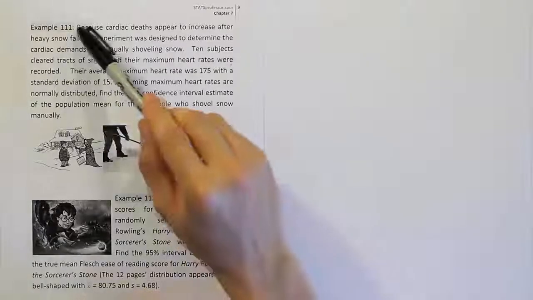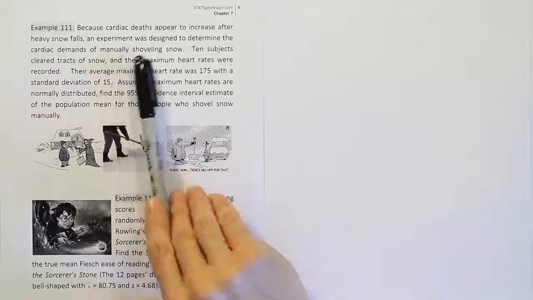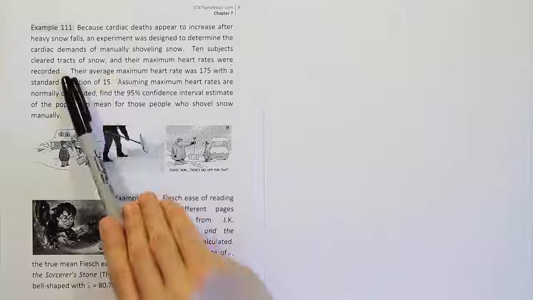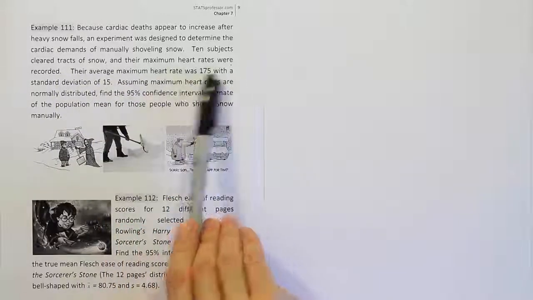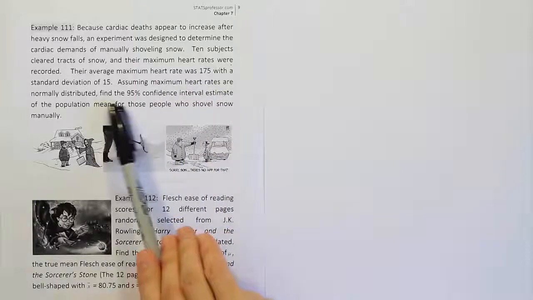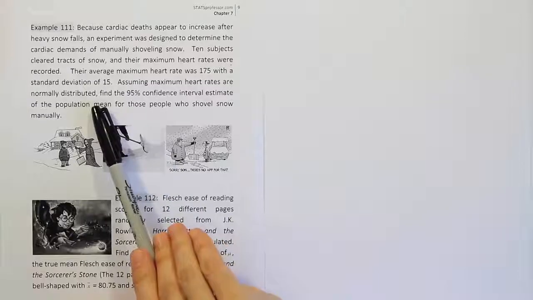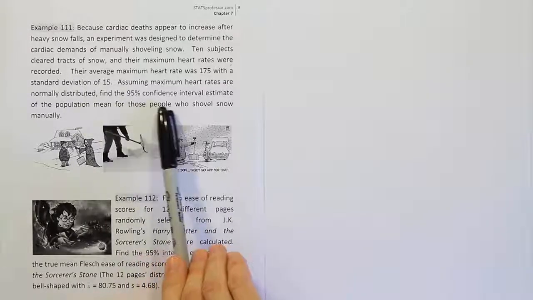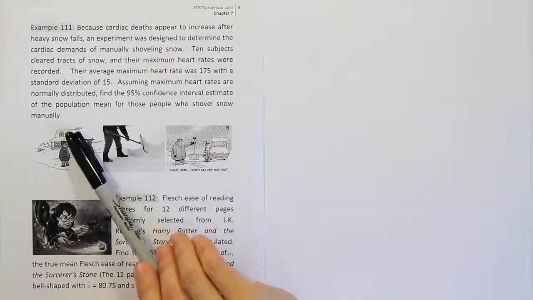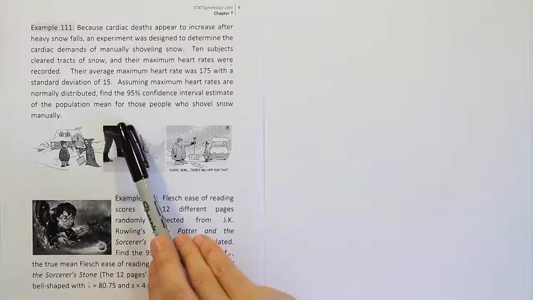Example 111. Because cardiac deaths appear to increase after heavy snowfalls, an experiment was designed to determine the cardiac demands of manually shoveling snow. 10 subjects cleared tracts of snow, and their maximum heart rates were recorded. Their average maximum heart rate was 175 with a standard deviation of 15. Assuming maximum heart rates are normally distributed, find the 95% confidence interval estimate of the population mean for those people who shovel snow manually.